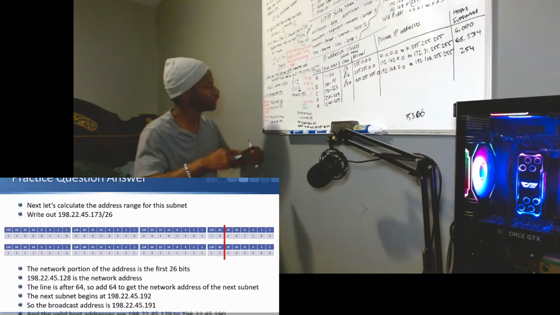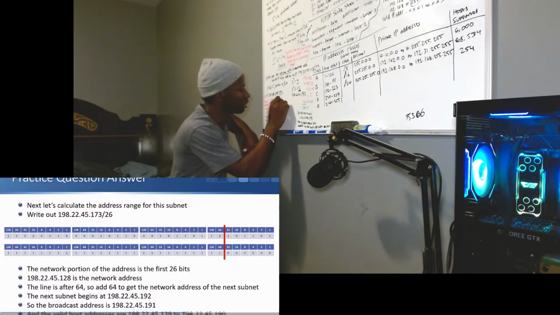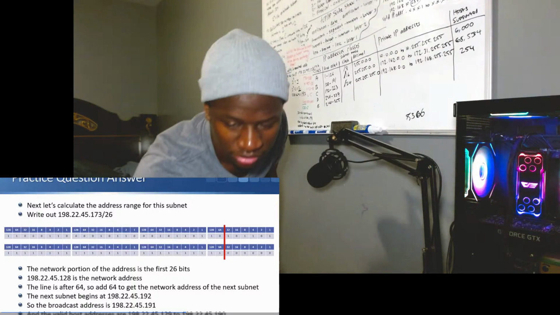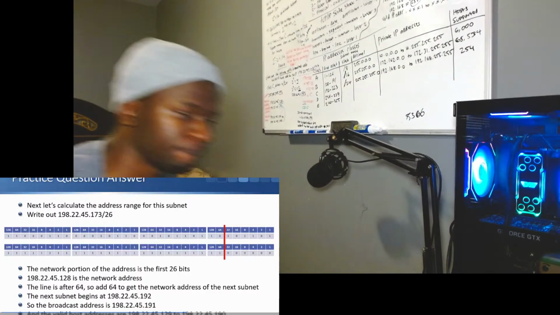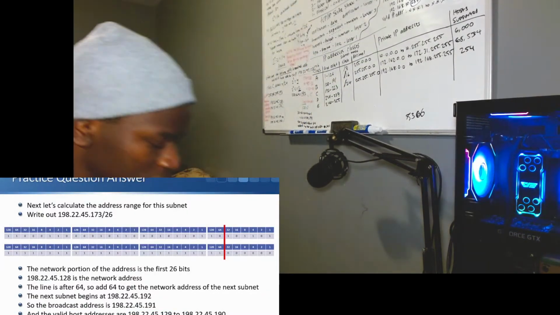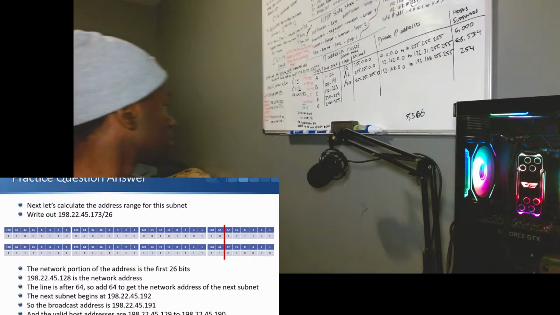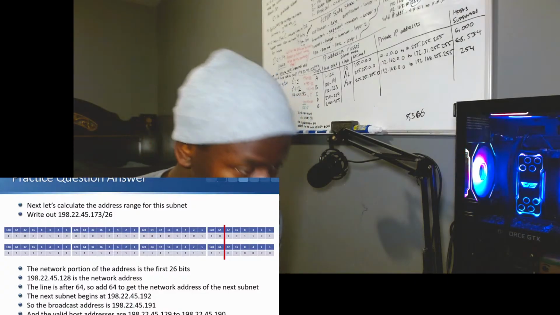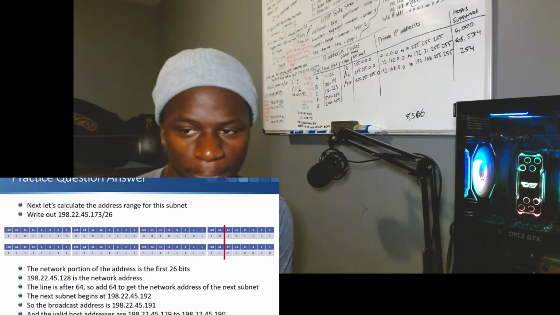And the range is 198.22.45.129 going up to 198.22.45.190. Okay, so that's how we can figure it out very manually and very logically.